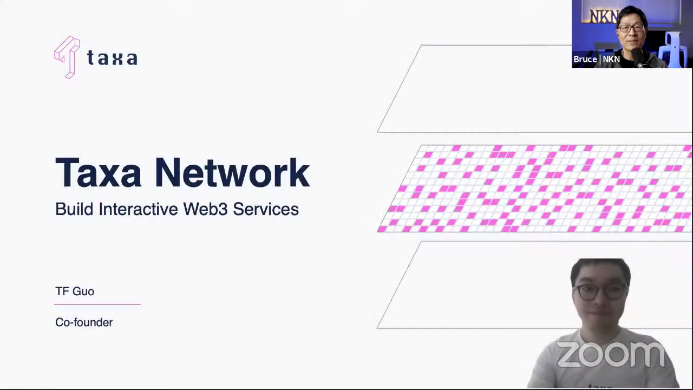The next one is TF. TF is the founder and CEO of Taxa Network. He has been a Bitcoin blockchain believer since 2014. He's a very young person, so I guess he must be a very early adopter. Let's hear about what he's been doing with Taxa Network and what exciting things are coming up in the decentralized computing space. Please go ahead, TF.